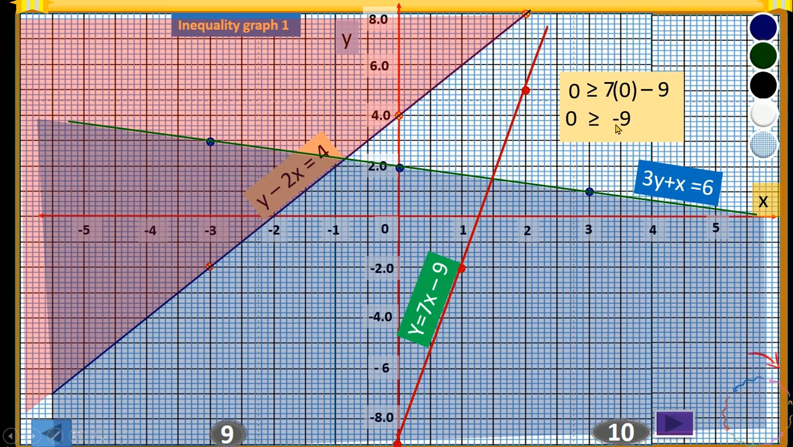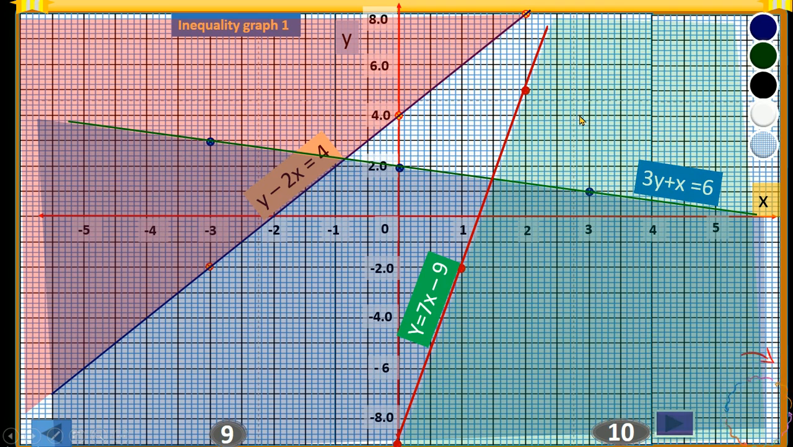Of course, the answer is yes. So since 0 is greater than minus 9, this side is the accepted region, and this side is the rejected region. So we are now going to shade the rejected region. So now that's the rejected region.